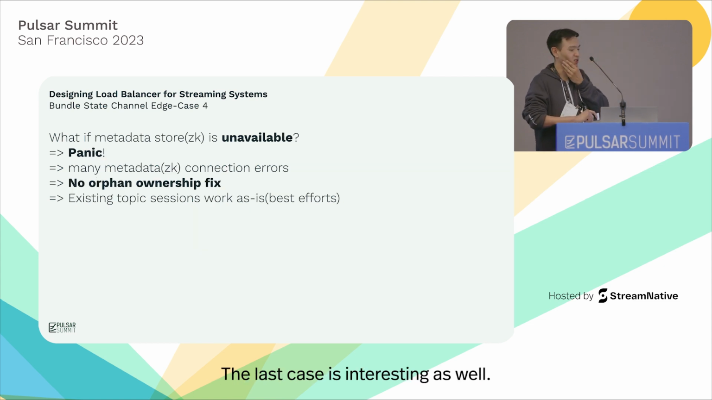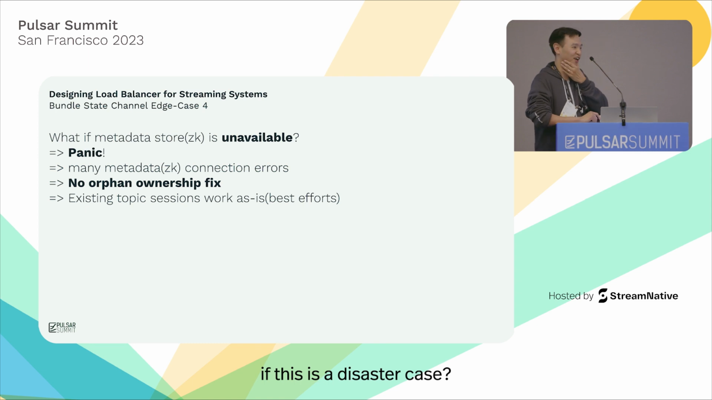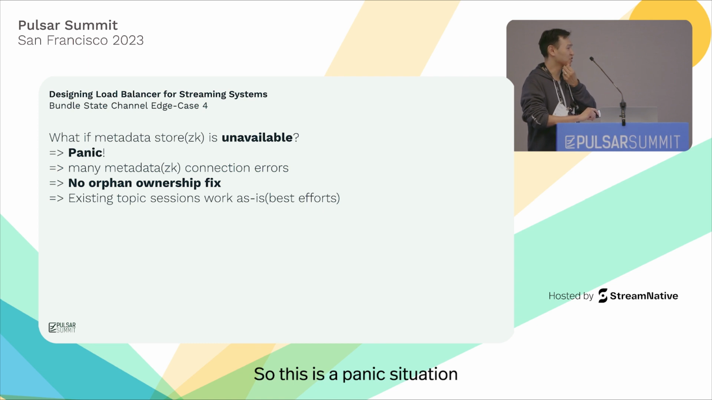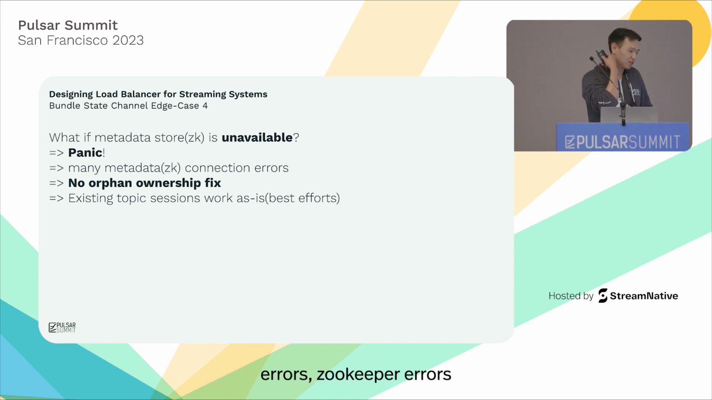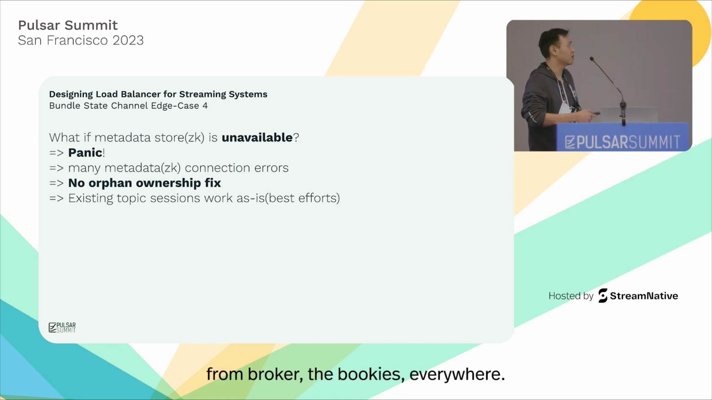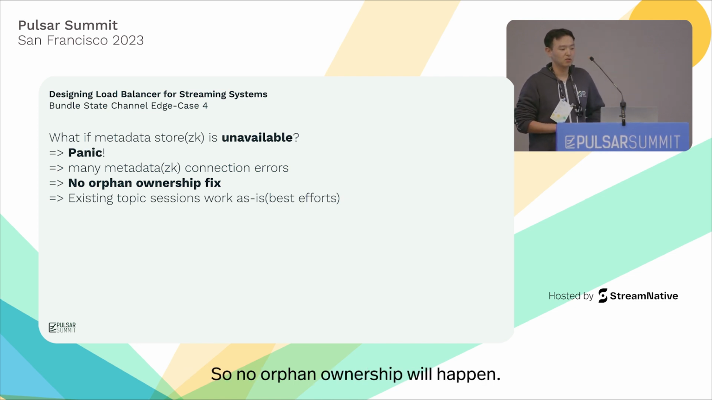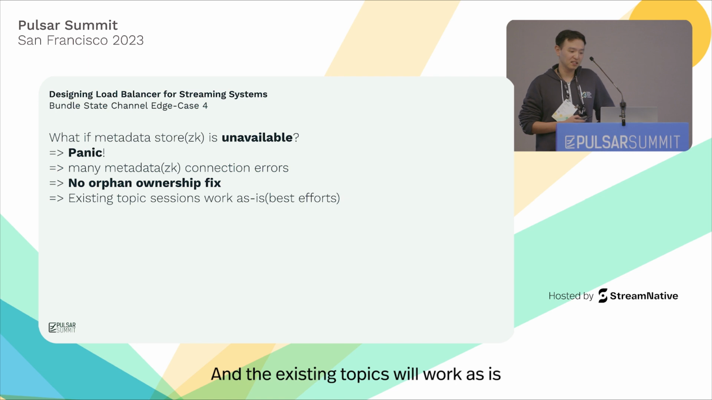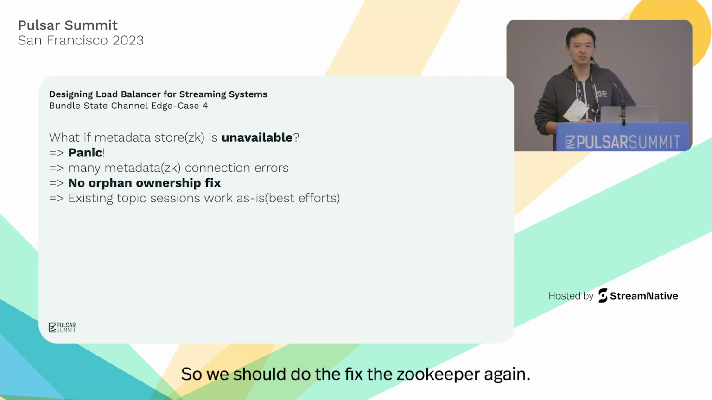The last case is interesting as well. What if the metadata store is unavailable? What if ZooKeeper is gone? This is a disaster case. I don't think anybody wants to see it when managing Pulsar. So this is a panic situation, and we will see many metadata connection errors, ZooKeeper errors, from brokers and bookies everywhere. In this case, we don't want to add any more complexity to the system, so no orphan ownership fix will happen. The existing topics will work as is, and whatever serving happens is just on a best effort basis. So we should just fix ZooKeeper again.